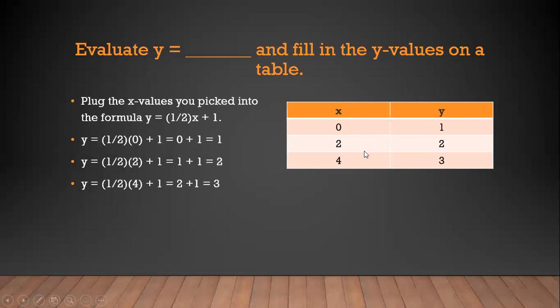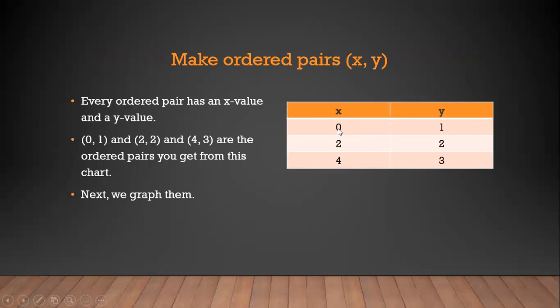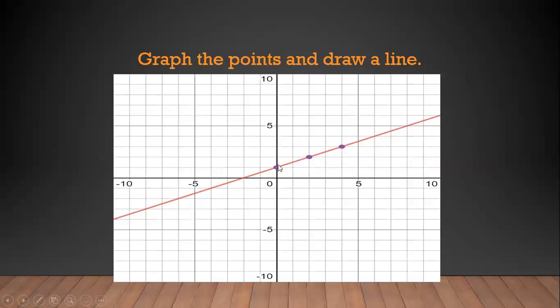So now we have done basic step 1, step 2, and step 3. Now we go to step 4. Step 4 is we make ordered pairs. Voila. 0, 1, 2, 2, and 4, 3. Every ordered pair has an x and a y. And the last step, we graph those suckers. So here we are, we graphed them.